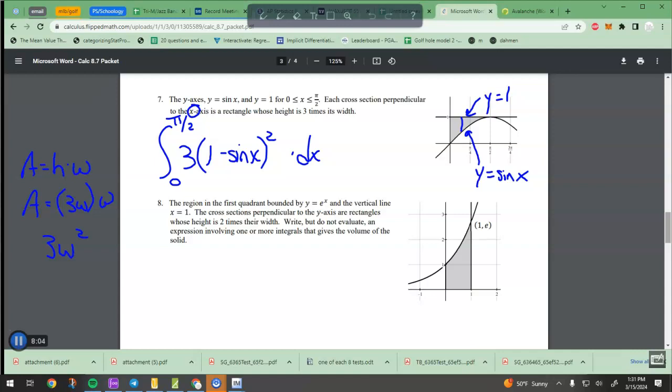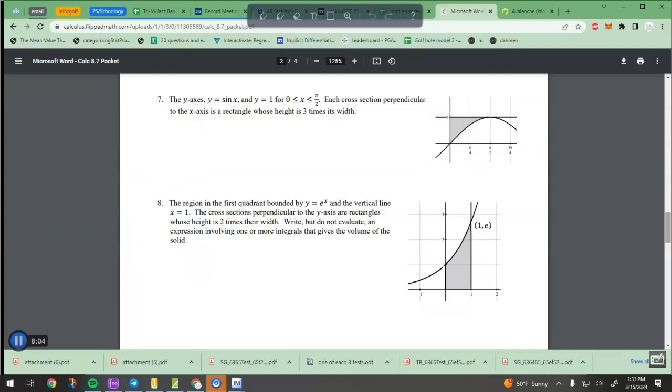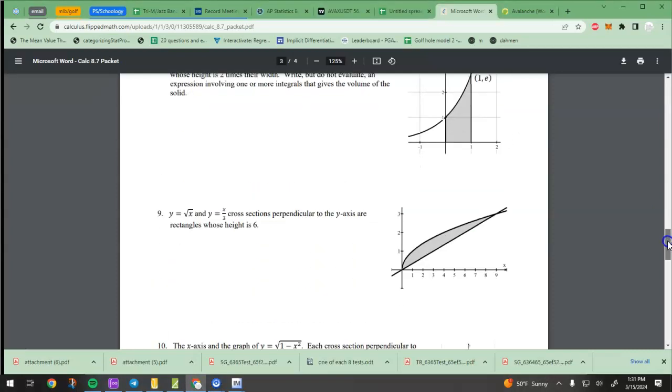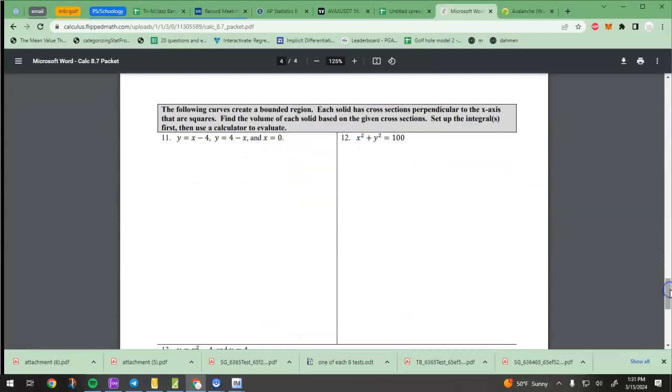Alright, let's look at number 12. This comes up now and then. We haven't seen one yet. There's no kind of graph that makes?